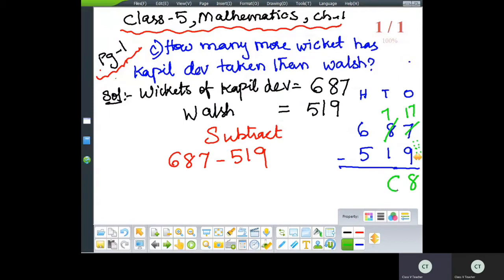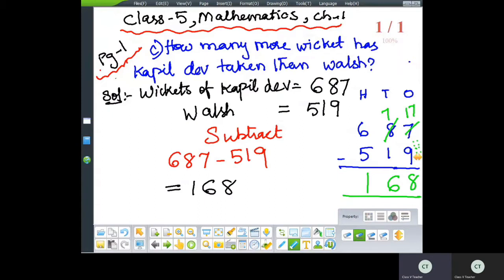So 7 minus 1 is 6. 6 minus 5 is 1. So what is the answer you got here? 168 wickets. So how many more wickets, children? So it is 168 wickets more Kapil Dev has taken than Walsh. Yes or no, children? Got it. Okay. Now let us do the next one.